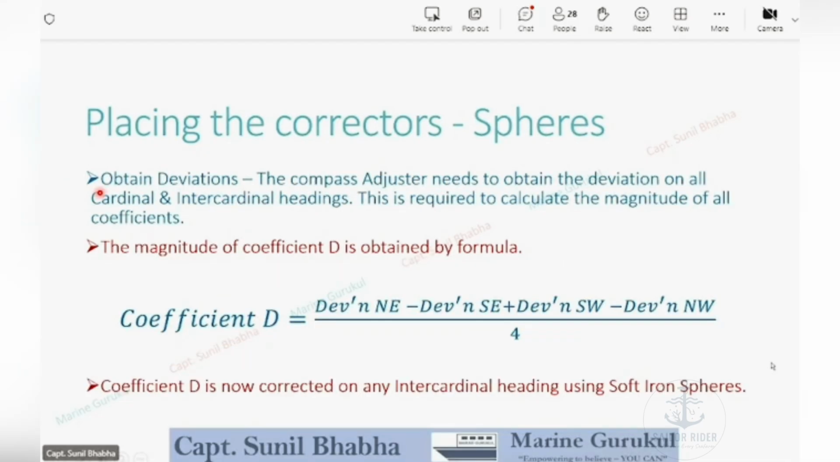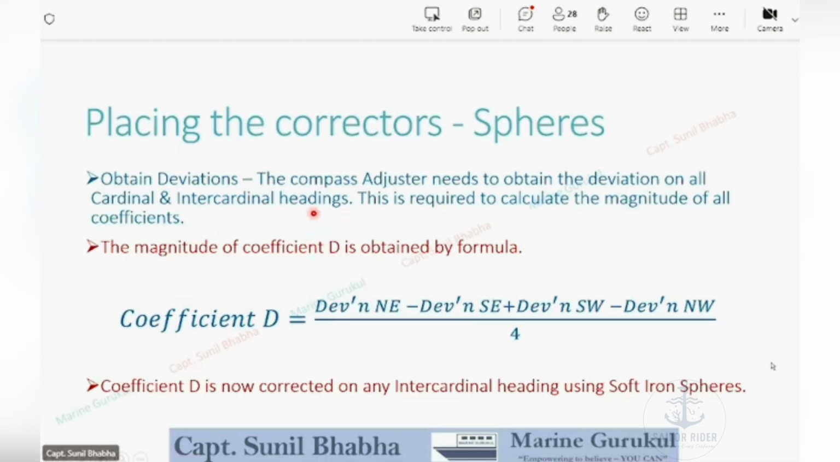Now the next correction after the Flinders bar are the soft iron spheres for correction of coefficient D. For placing the spheres, the compass adjuster needs to obtain the deviation on all the cardinal and intercardinal headings. So before he goes ahead with the correction, he swings the ship a complete round and notes down the deviation on all the cardinal and intercardinal headings at least.